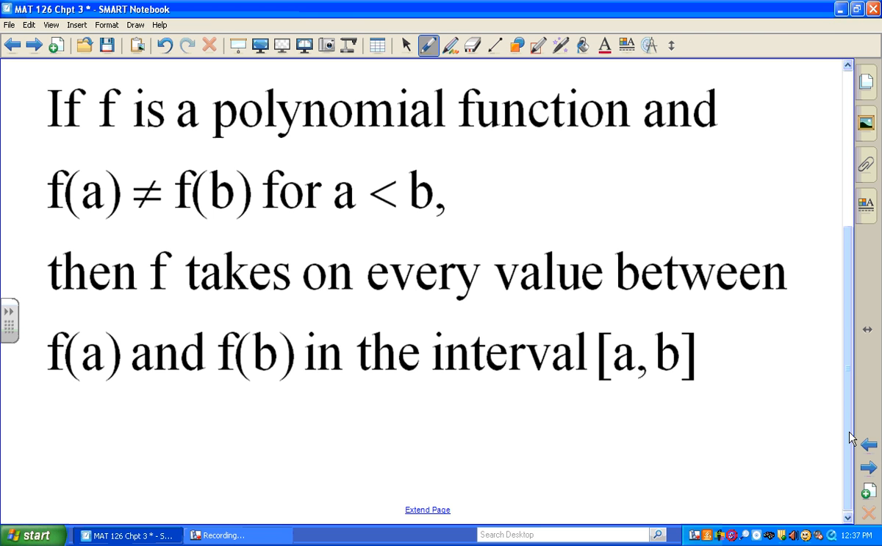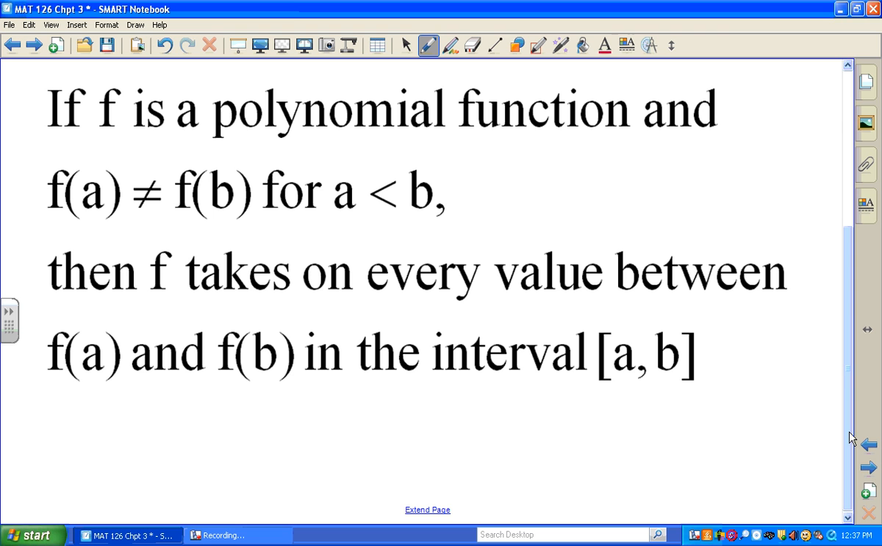If f is a polynomial function and f of a does not equal f of b for all a less than b, do you know what that means? No. It means that the y's aren't the same and you have two different x values. Okay? So if the y's aren't the same and you have two different x values, then f takes on every value between f of a and f of b in the interval from a to b.